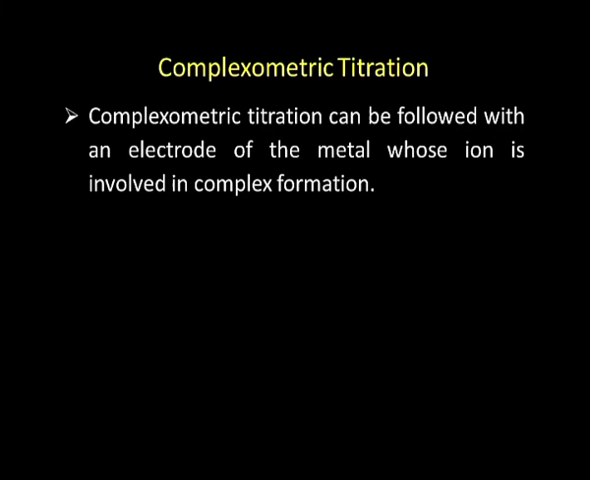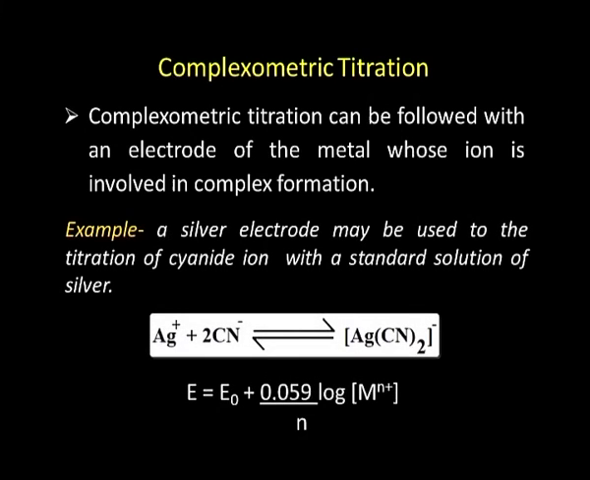Then let us come to complexometric titrations. Complexometric titration can be followed with an electrode of the metal whose ion is involved in the complex formation. For example, a silver electrode may be used for the titration of cyanide with a standard solution of silver. Ag+ when it reacts with 2CN- gives Ag(CN)2-, and the potential in this case is E equal to E0 plus 0.059 by n log M n+, that is, metal having n positive charge.